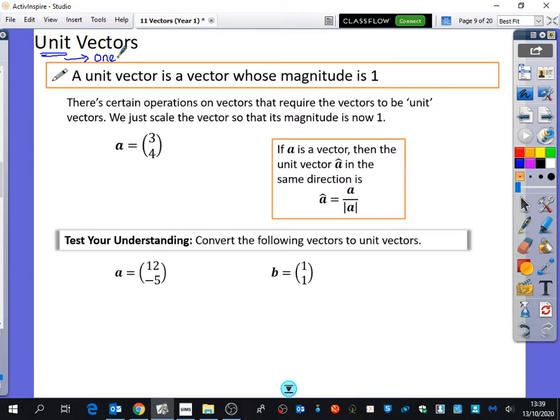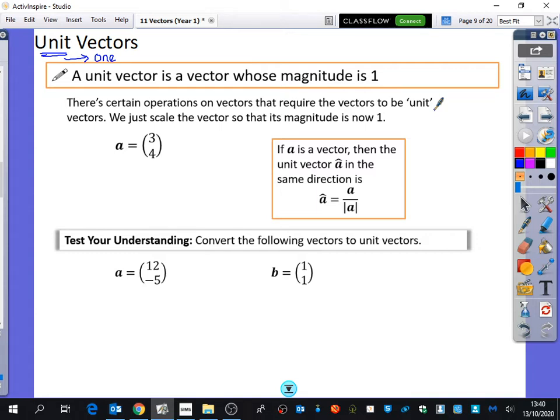The reason we do that is because there are certain operations on vectors that require the vectors to be unit vectors. I can't quite go into the reasons of why we need this, but I'm just giving you some skills that we will use for the future, is that sometimes we need to know what a unit vector is. And the way that we do this is we just scale the vector so that its magnitude is now 1.